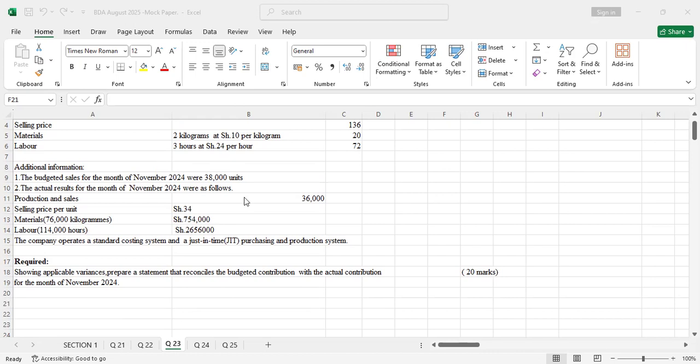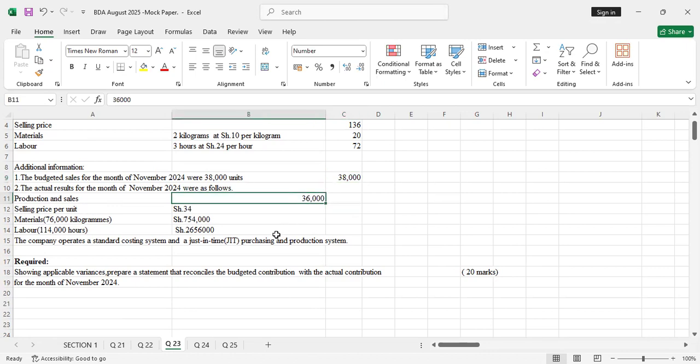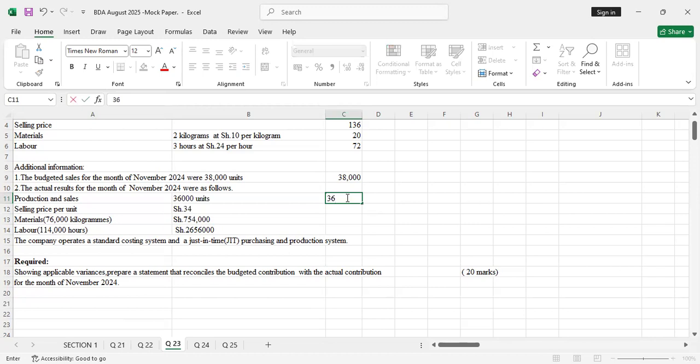The budgeted sales for the month of November 2024 were 38,000 units. So let me capture the units here, 38,000 units. The actual results for the month of November 2024 were as follows. Production and sales, 36,000 units. So I'll post it here.